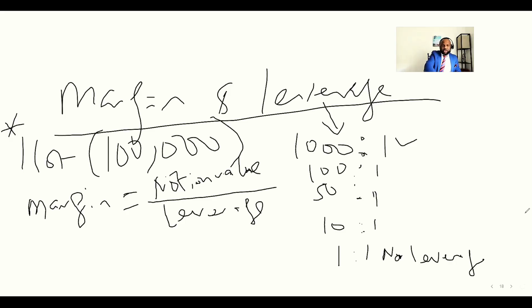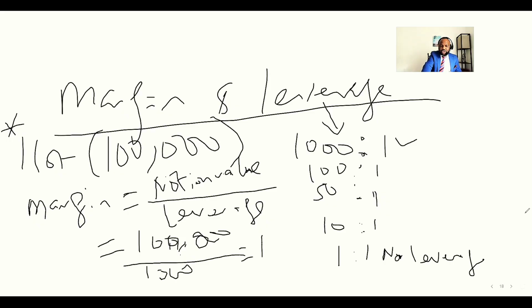So in this case, you are using one lot. Notional value of one lot is 100,000 euros or whatever, divided by the leverage giving you 1,000. So 100,000 divided by 1,000 means 100 euros. The broker will just tell you, just deposit 100 euros in your account and we are good to go. You can use that one lot.